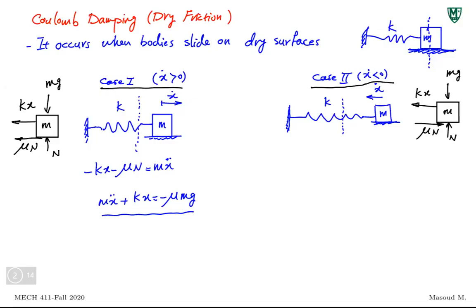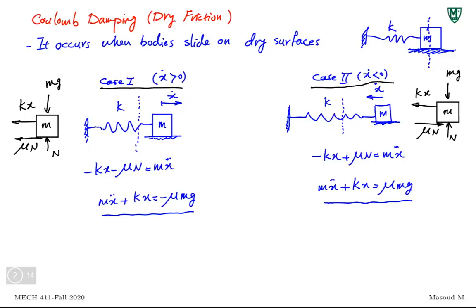The one on the right, I'll get minus kx plus mu N equals m x double dot. I'm taking the positive for both, same direction. So the equation of motion for this becomes m x double dot plus kx equals mu N. Or let me just replace N with mg. This is normal to the surface. Find the summation of forces in the y direction. N becomes mg. So I'll just plug it here, mu mg.